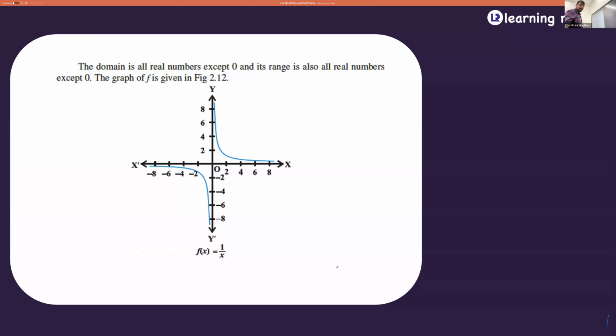One thing I asked you, you look at this graph. One thing we need to say is the codomain is real numbers, but the range is any real number except 0, because you can never obtain 0. In 1 by x, if I have to get a 0, then x should be infinity, I need to substitute a very, very big number. So if I substitute x equal to infinity, then 1 by x will give me a 0. So domain is all real numbers except 0, and its range is also all real numbers except 0.